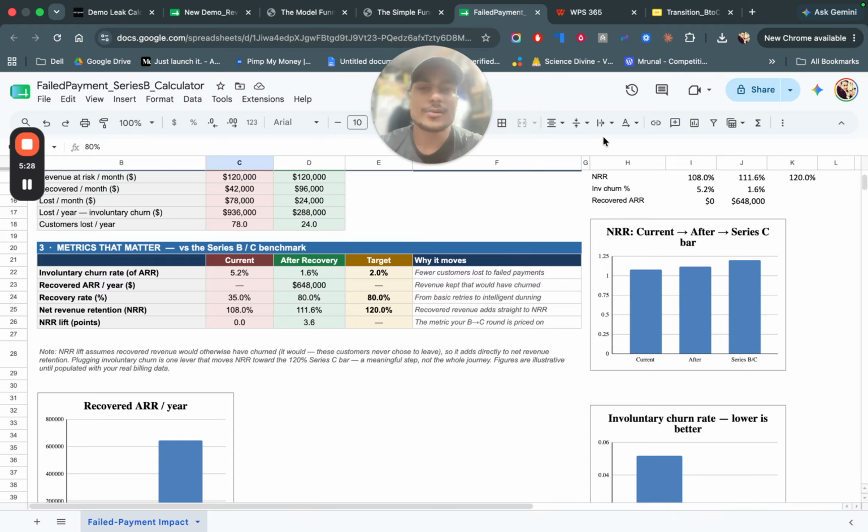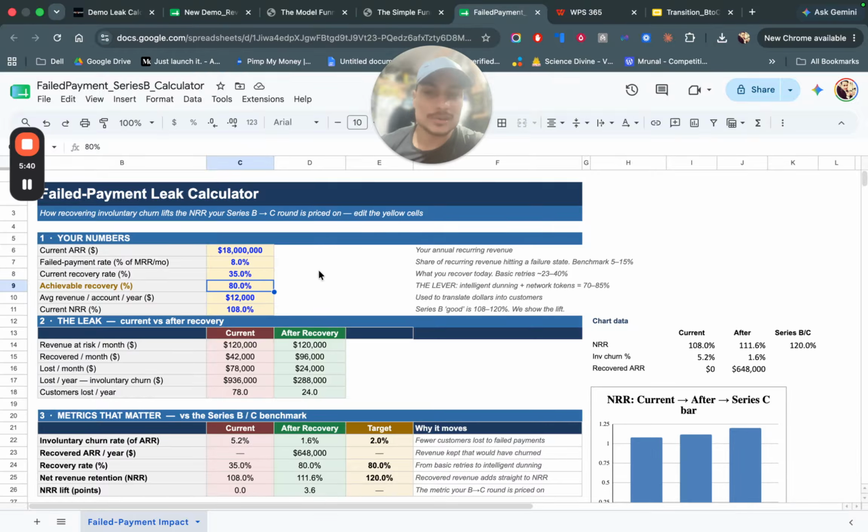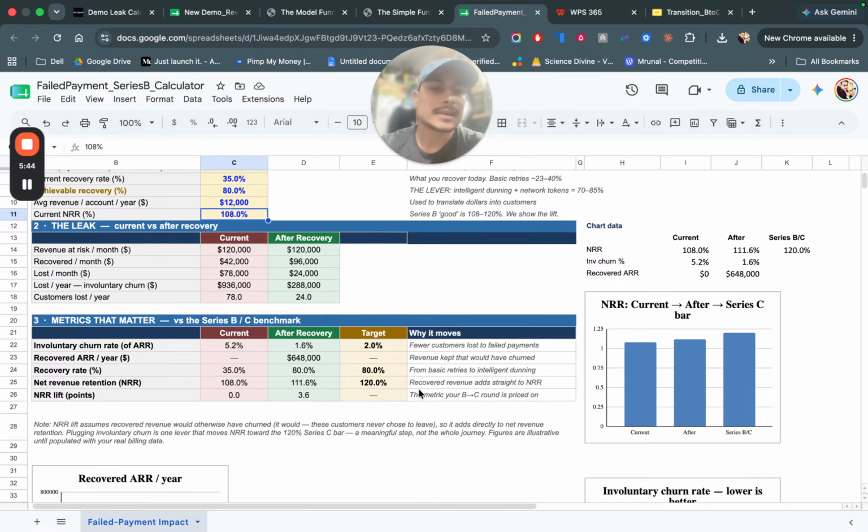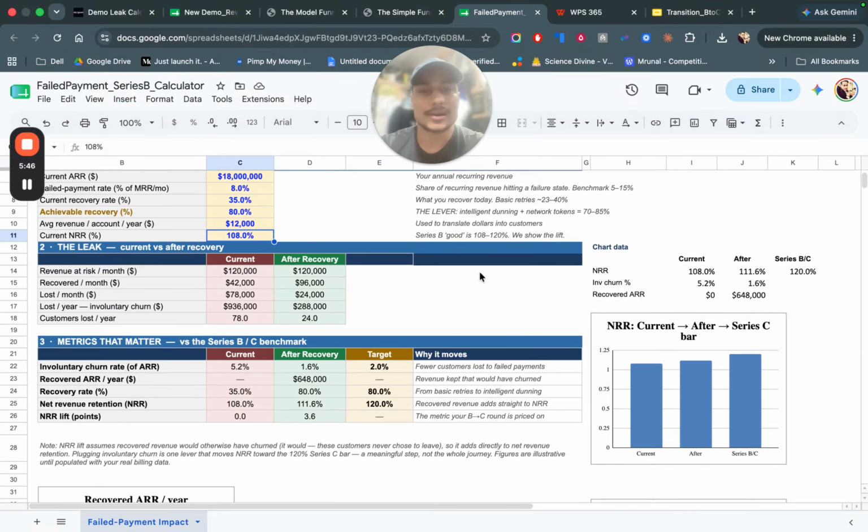If this is something you're interested in, or you want to know how to move from Series B to C and what the major bottleneck is, I can show you on a call what your actual recovery rate is, how much you can increase your NRR, and reduce the churn rate.